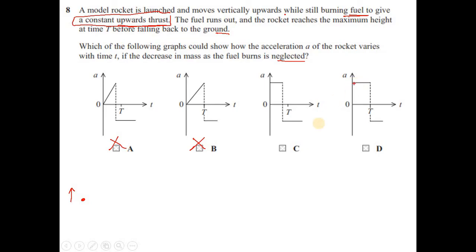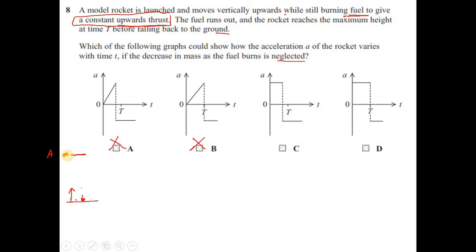But now what happens? Now you see this, suppose this is the ground and the rocket is going up, and suppose this is the point where the fuel just runs out. So when fuel runs out, during this interval from the bottom till this point, let's suppose this point is A. Till this point A, the rocket is experiencing constant upward thrust, and so constant acceleration.